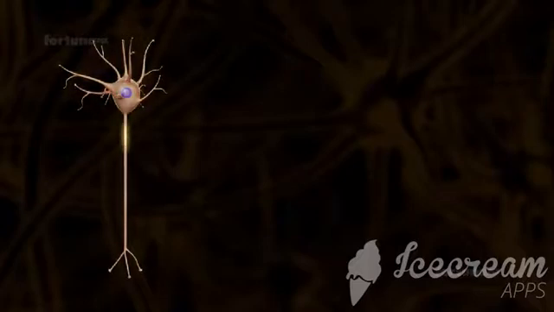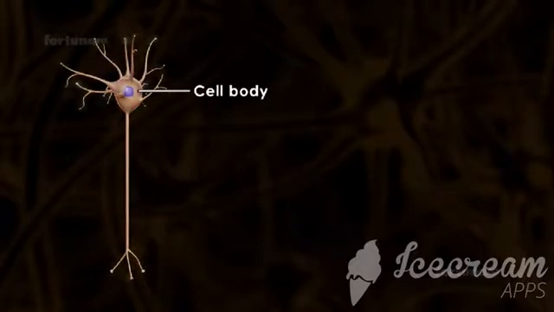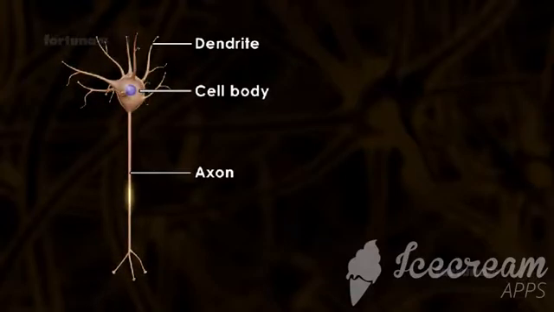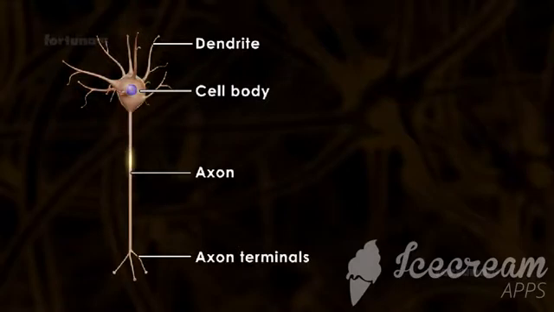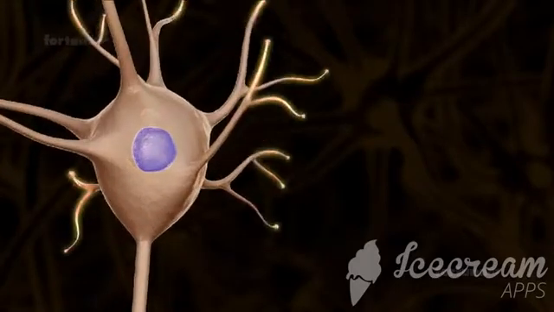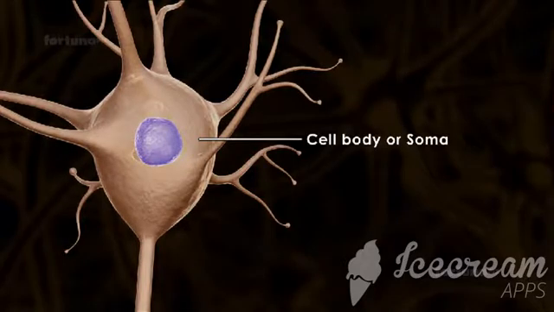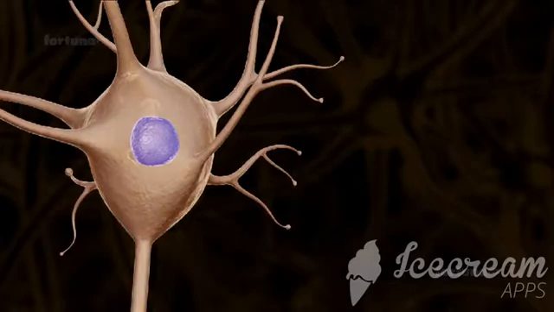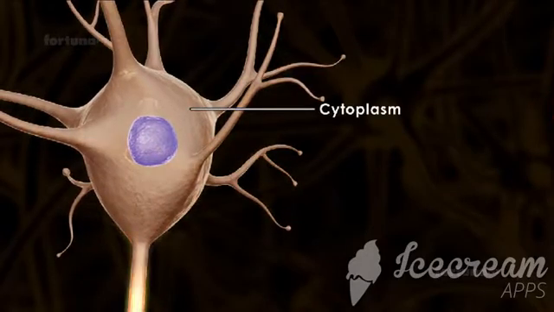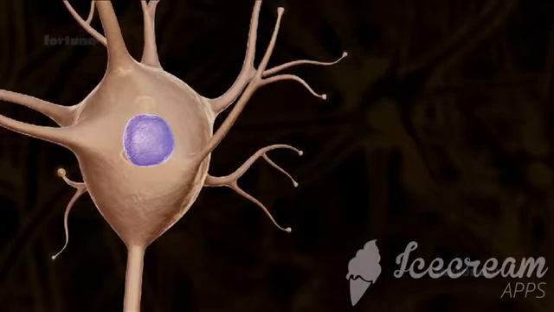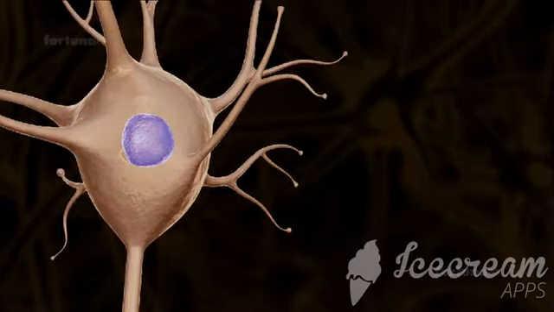Typically, there are 4 parts in a neuron: the cell body, the dendrites, an axon, and the axon terminals. The enlarged part of the neuron is the cell body, sometimes referred to as the soma. This is where both the cytoplasm and the nucleus can be found, and the metabolic activity will occur here.